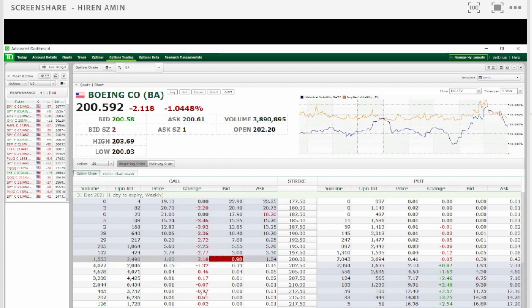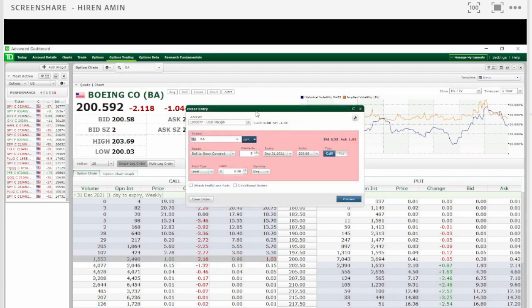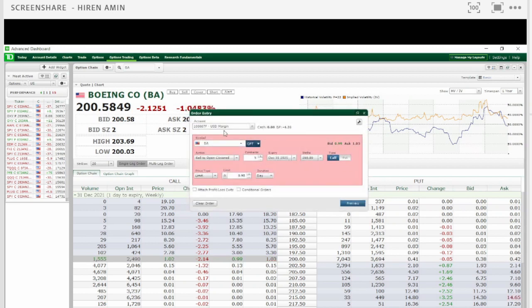So I click on the bid, and what happens is the order entry box opens up and automatically defaults, so it shows me the symbol. It says sell to open covered is what it defaults to. I can change it to something else from here. Five contracts is my default because you can actually set up defaults on there. So if you typically trade, let's say 5 contracts or 10 contracts, whatever the case may be, you can just assign it as a default, so you don't have to keep changing this number every time.